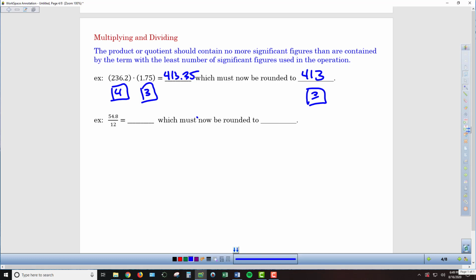For the last example, 54.8 divided by 12. So if we divide those numbers, we get 4.56, and that 6 is repeating forever and ever. And so we look at those original two numbers. We see 3 significant figures on the top over the 2 significant figures on the bottom. So we're going to round off to 2 significant figures. So our result is 4.6.